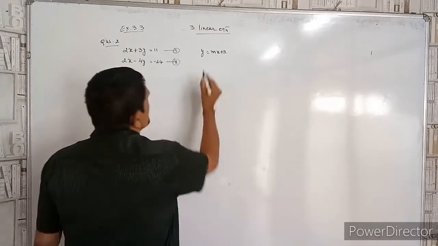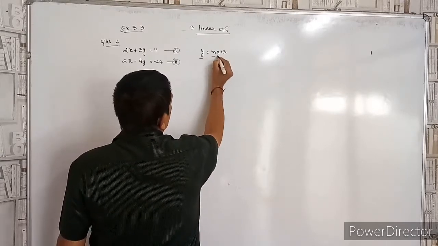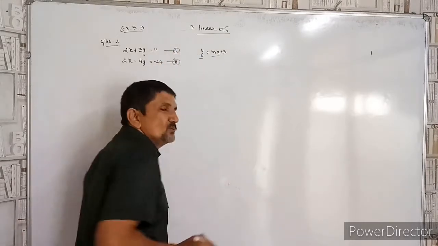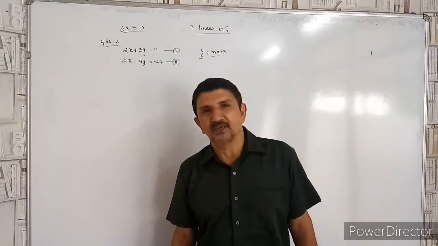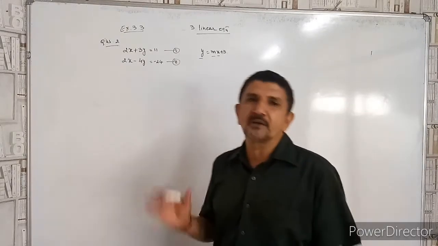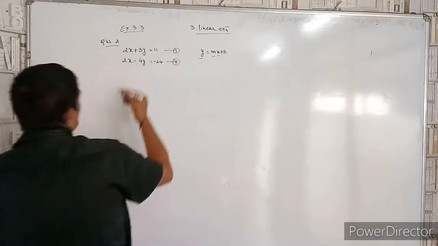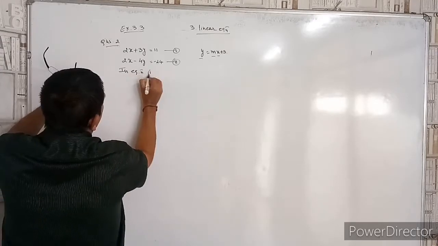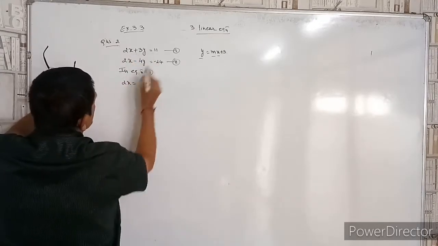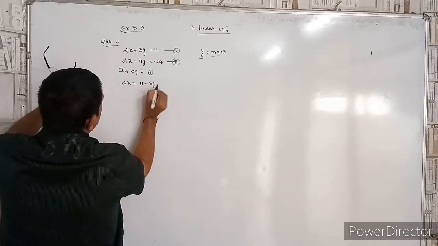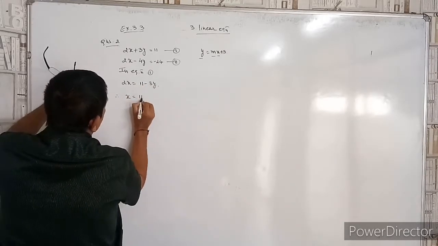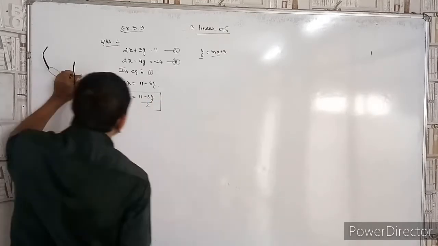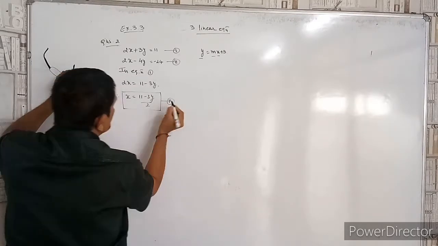In this equation we can say that the variables are y, m, x. 3 is a constant value. x and y we can find out from these two equations by any method if it is not given, but at present we solve it by the substitution method. So in equation 1, 2x is equal to 11 minus 3y, and therefore x is equal to (11 minus 3y) upon 2. This is called equation A.